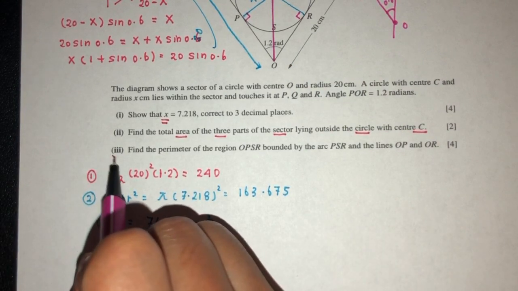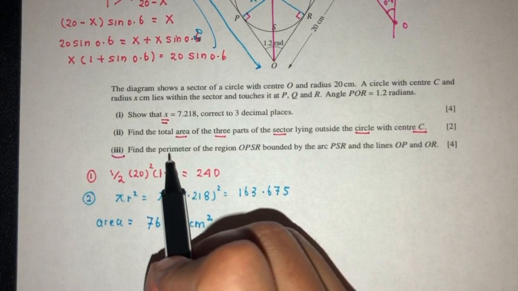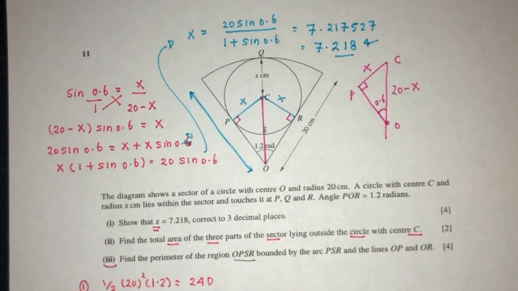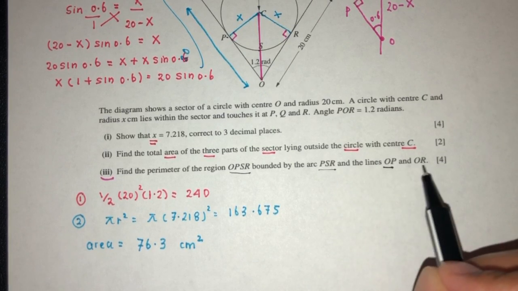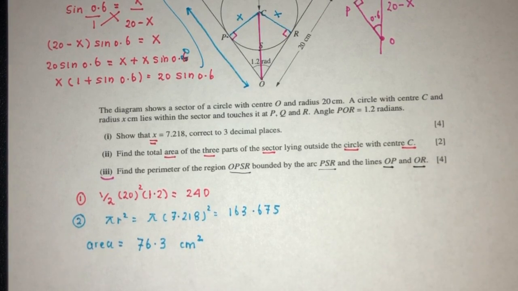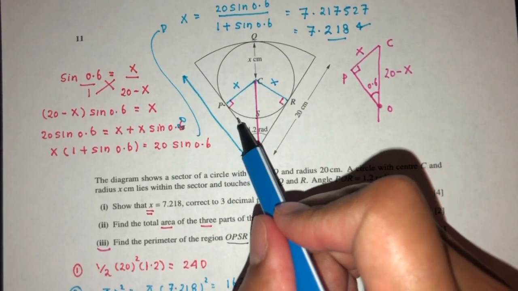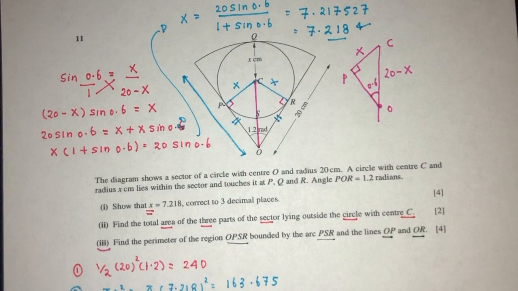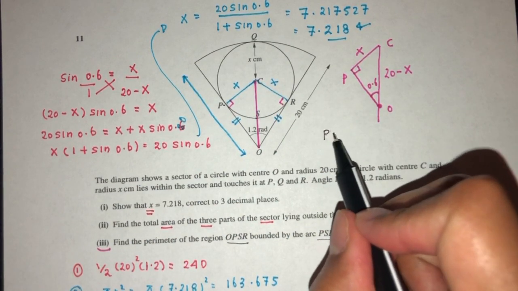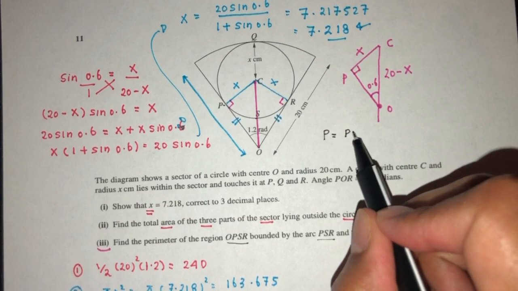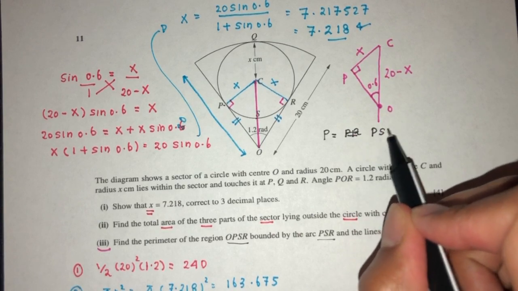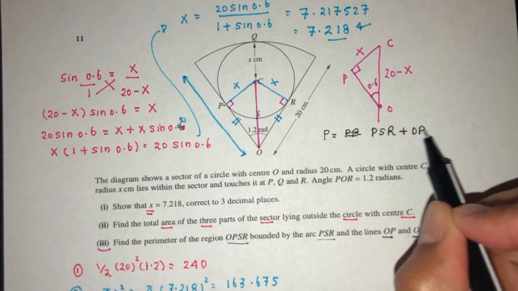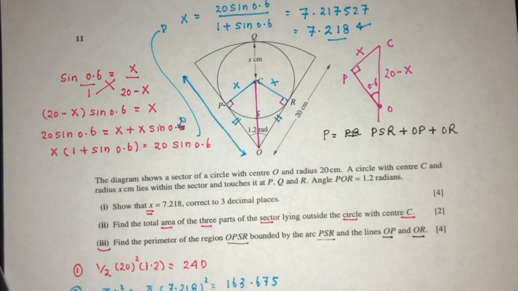Now for part 3, we have to find the perimeter of the region OPSR, which is bounded by the arc PSR, and the lines OP and OR. So let's see. Now something we can understand is that OP and OR, they are the same, right? So by observation, the perimeter should be what? Should be the arc length PSR, and then we have OP plus OR. So we can first find this value.